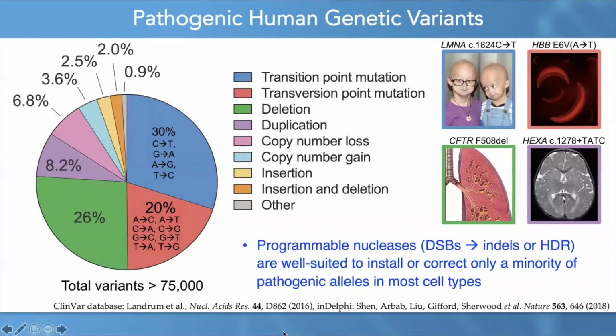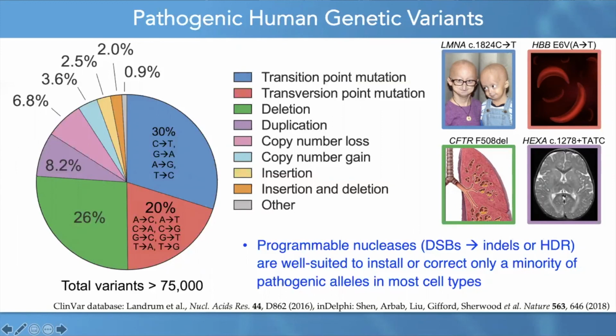Human gene variants that cause genetic disease are diverse. They include transition point mutations, such as the C-to-T mutation that results in progeria, transversion point mutations, such as the A-to-T mutation that results in sickle cell disease, small insertions, like the 4-nucleotide insertion responsible for Tay-Sachs disease, or small deletions, like the 3-nucleotide deletion responsible for the common F508del mutation that results in cystic fibrosis. A long-standing goal of the genome editing field has been to install or correct all types of pathogenic mutations so that we can study or treat the broadest possible range of corresponding diseases.